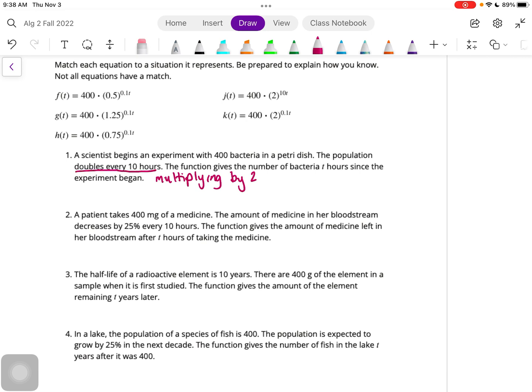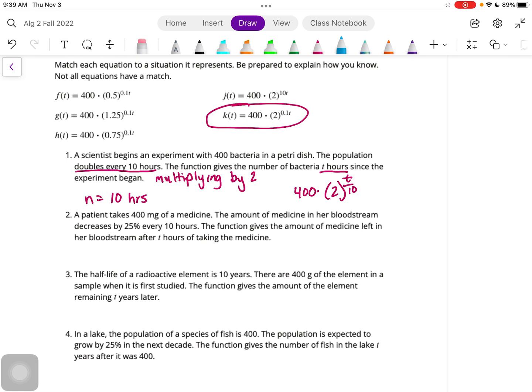So doubling every 10 hours. So that means if we're looking at T in hours, then N equals 10 hours. And so we want it to say 400 times 2 to the T over N. All right, so that's really going to be T over 10. And so neither of them look exactly like that, but K, that 0.1 is the same thing as 1/10. All right, so that one goes with K.